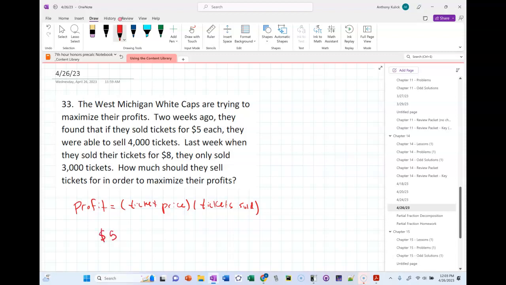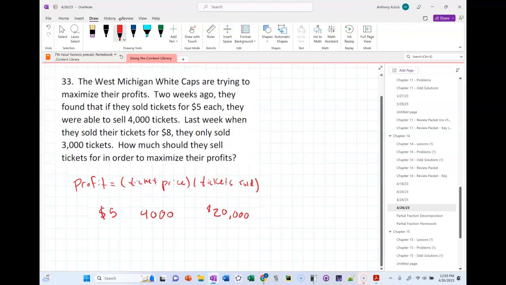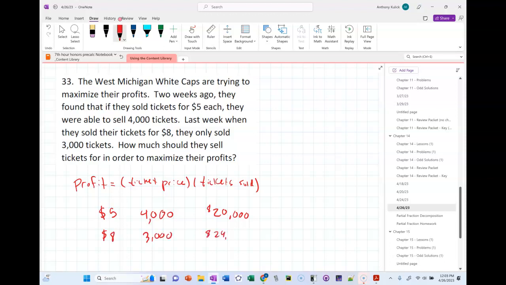Okay. We saw that when we sold the tickets for $5, they sold 4,000, which gives us a $20,000 profit. When we sold them for $8, we only sold 3,000 tickets, but that was a $24,000 profit. So I can see already that $5 is not going to be the optimum, right? Because we have a situation that results in more profit than that.